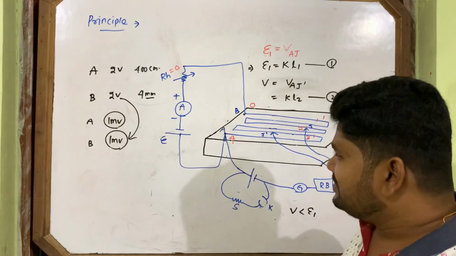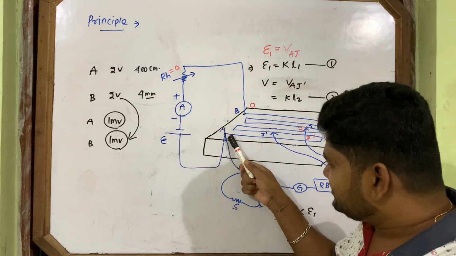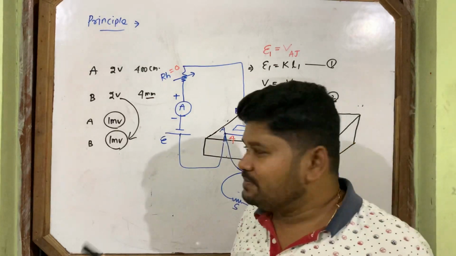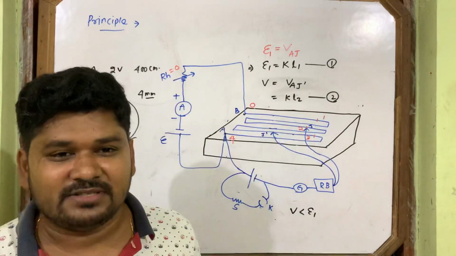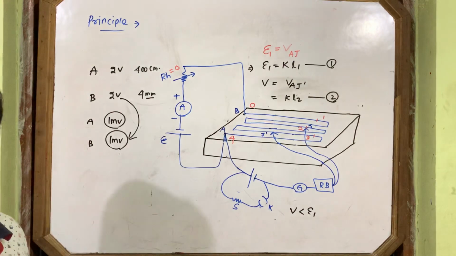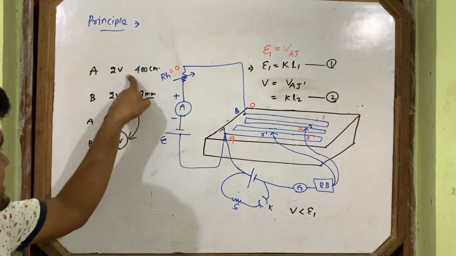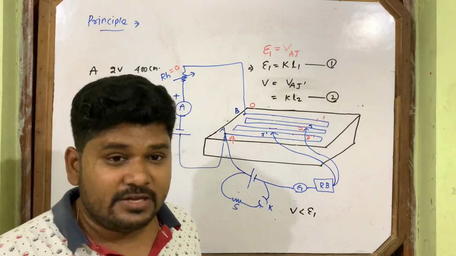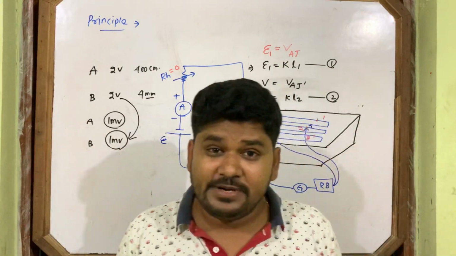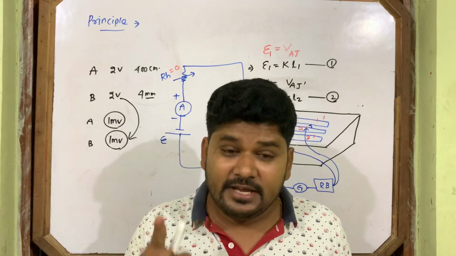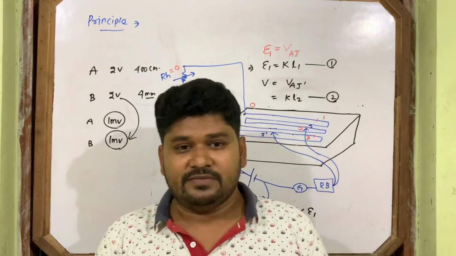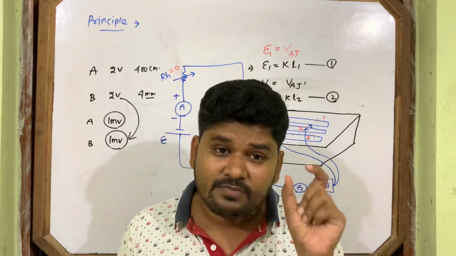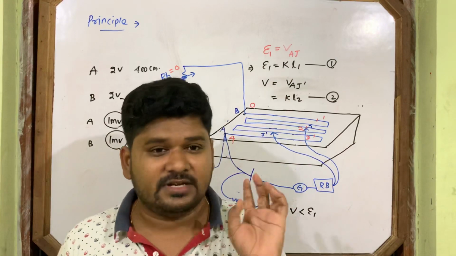If it is 4 millimeter, it is already here. If I decrease from 2 volt to 1 millivolt, it cannot measure. So potentiometer B cannot measure the EMF of the cell. So the potentiometer which is sensitive can measure the small EMF. I am telling you the sensitivity of potentiometer. A potentiometer is said to be sensitive if it can measure very small EMF.